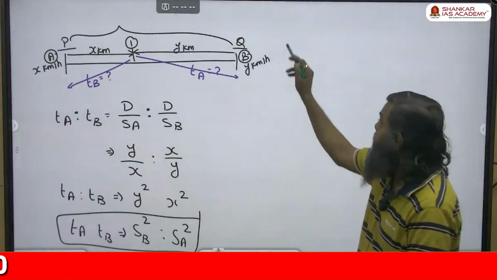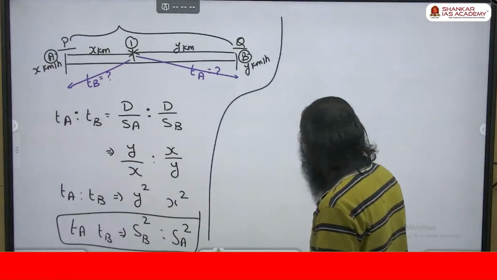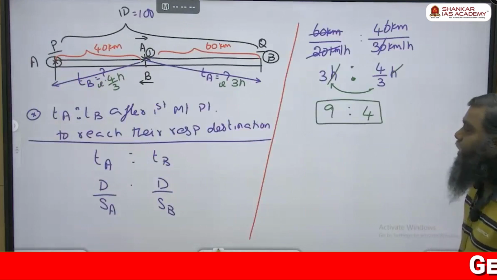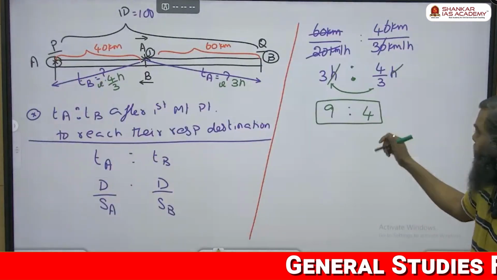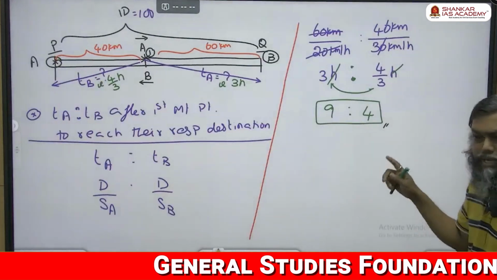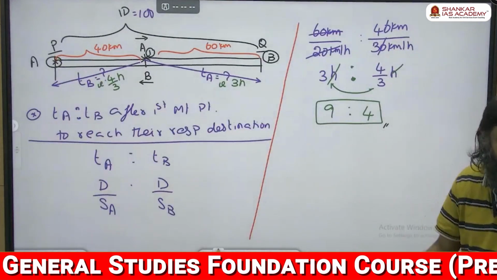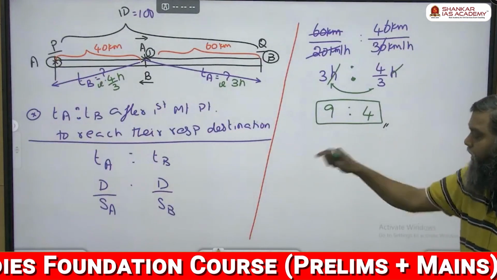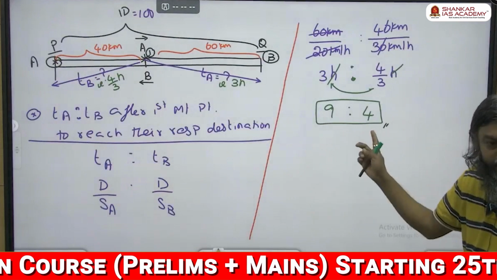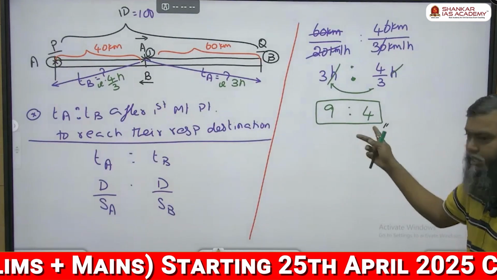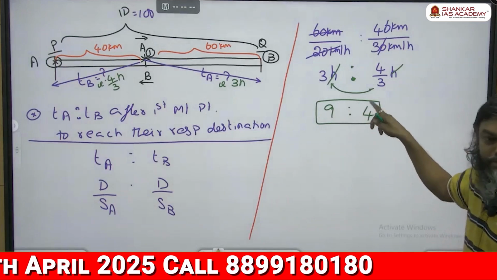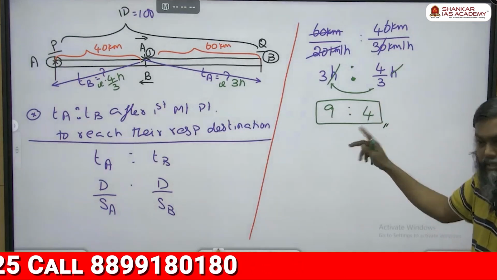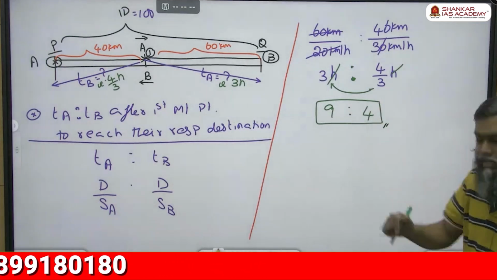Now, after the meeting point to reach the respective destinations, what is the time ratio? This is given in the question. Now the question asks for the ratio of the speed. How do you get from there to here? From speed to here, take the square and reach here. Now from here to there, how can you go? Take the square root. What is the square root? 3:2. Reverse it.